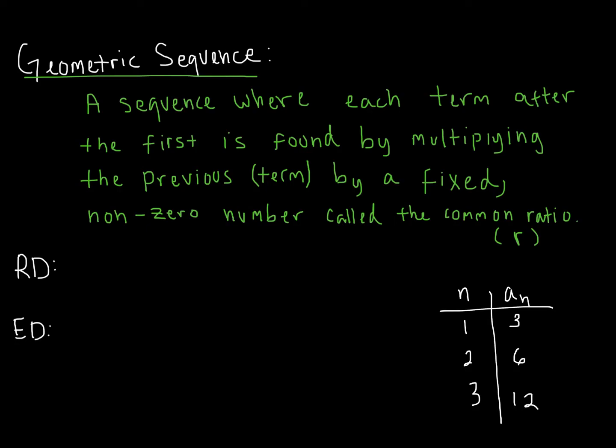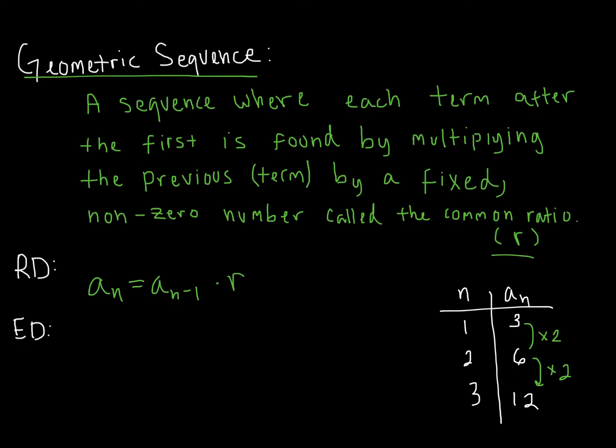Okay? Well, what am I doing here? To go from term 1 to term 2, I'm going to multiply by 2. To go from the second term to the third term, I'm going to multiply by 2. So what am I doing? Well, I'm taking the term before it and multiplying it by 2. So for our recursive definition, a sub n will be a sub n minus 1 times whatever the common ratio is, or r, times r.